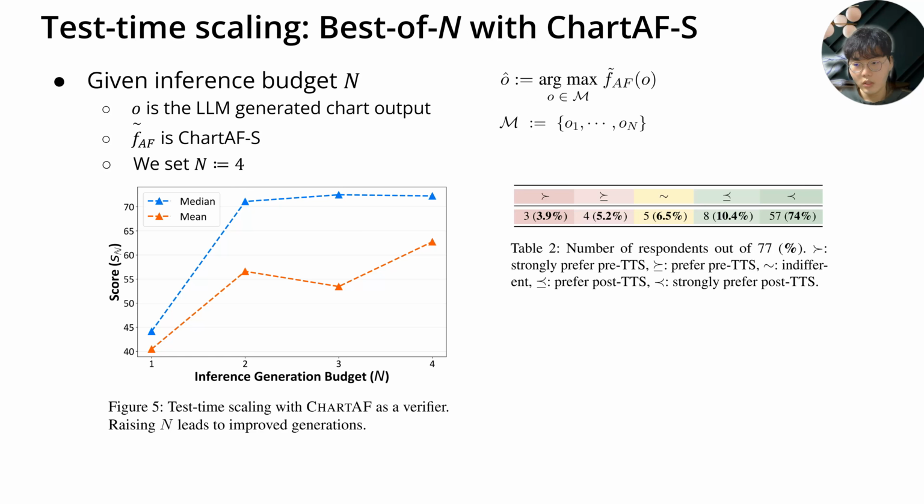To answer this, we do a human preference survey from strongly prefer pre-test time scaling all the way to strongly prefer post-test time scaling. Each participating surveyor is provided a random sample. The results were definitive. 74% of respondents strongly preferred charts generated with post-test time scaling using Chart AF feedback.